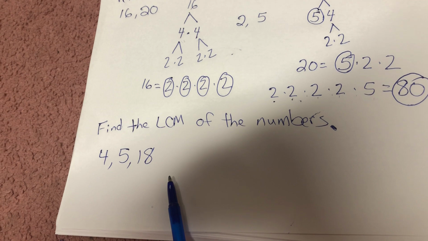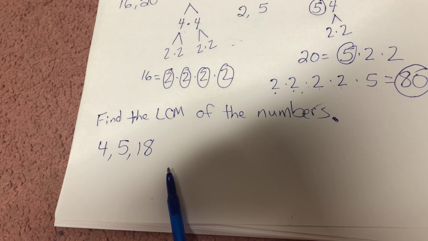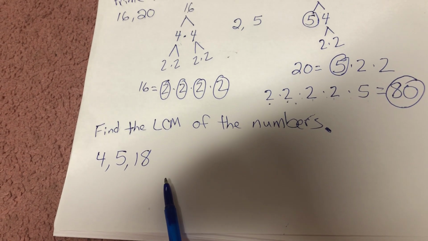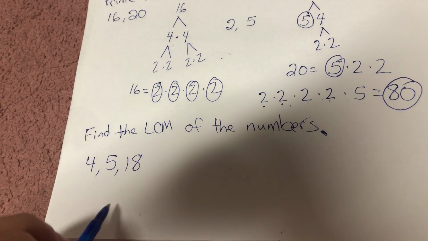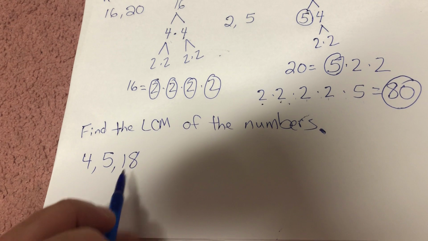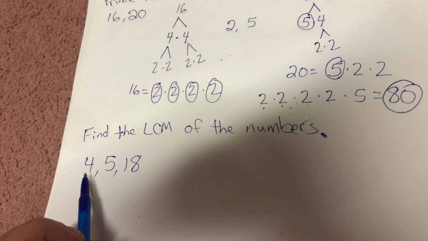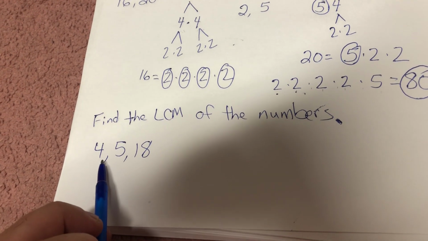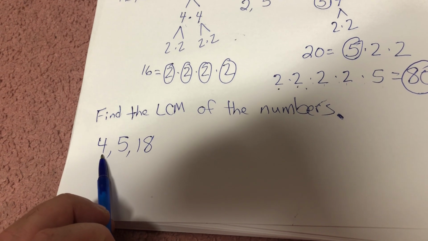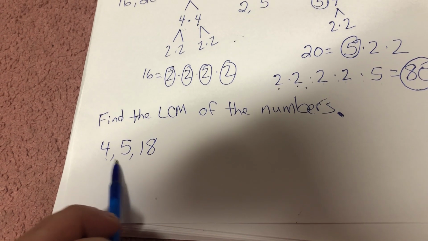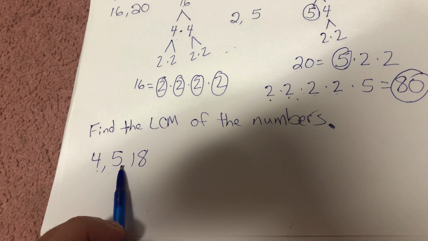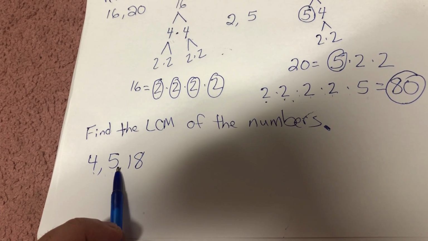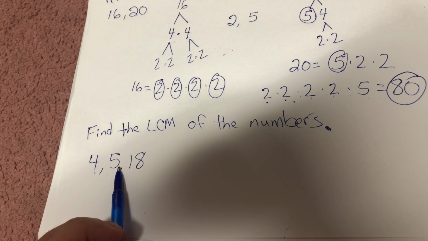Okay? So, you got 4, 5, and 18. So, this is what we're going to do. We're going to think, okay, well, I'm going to do it this way. I'm going to go 4 times 5. All right. 4 times 5 is 20.